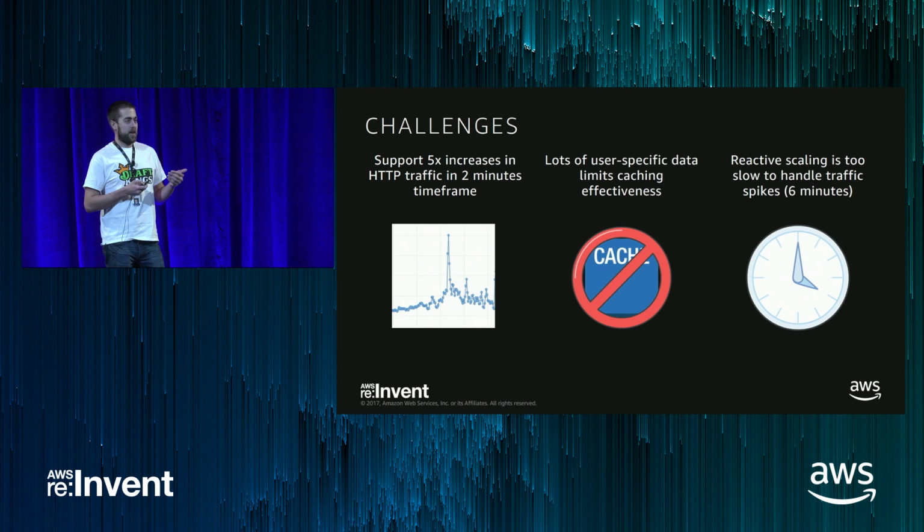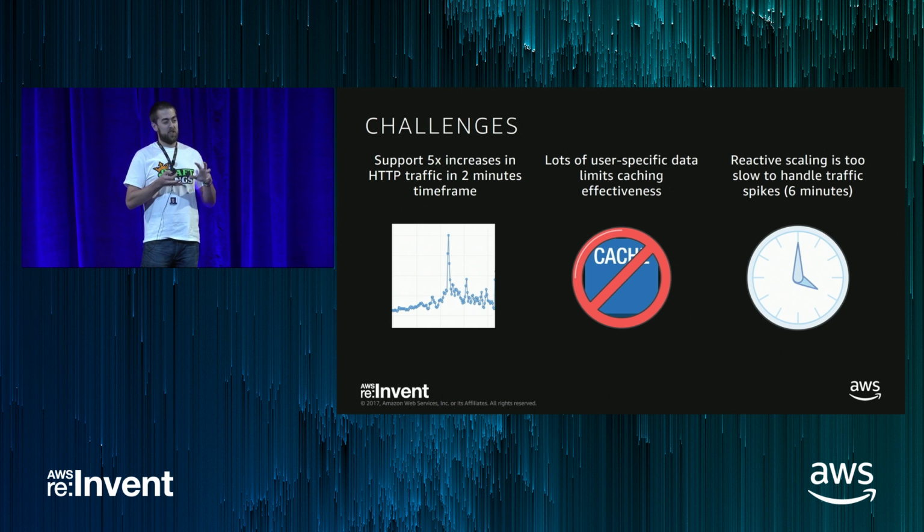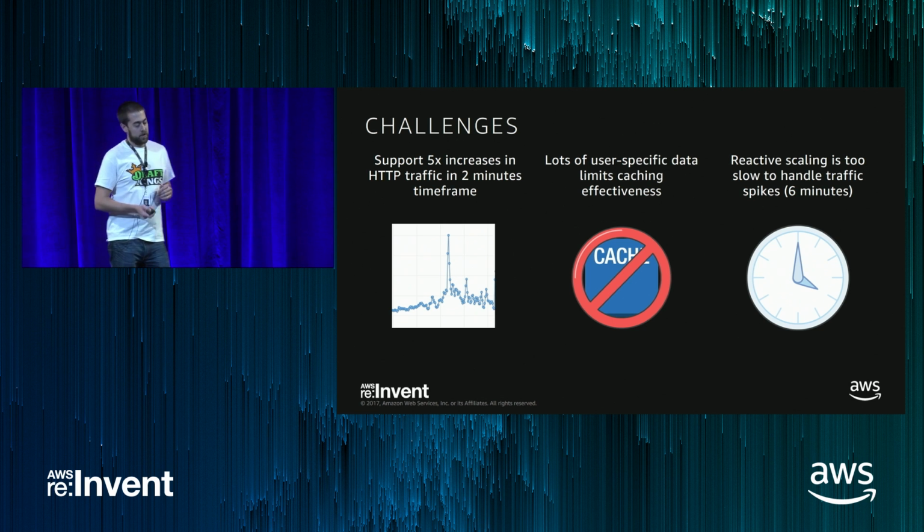We've been able to optimize our scaling approach to be able to take about 6 minutes from when we turn EC2 instances on to when they can start taking customer traffic, which is too slow for those 2-minute spikes in traffic.